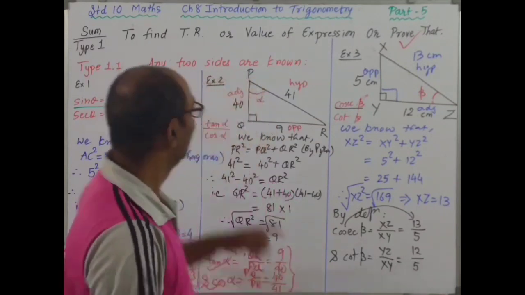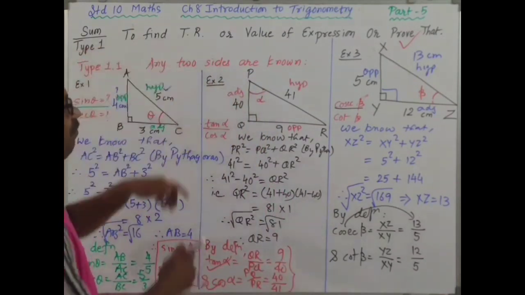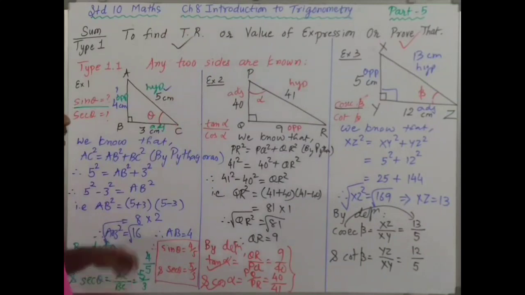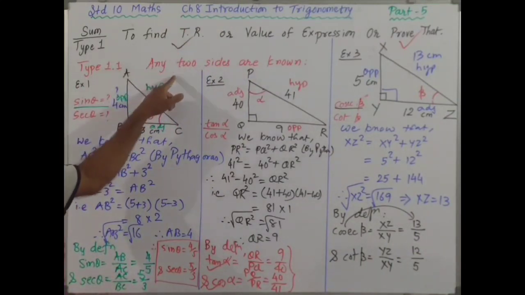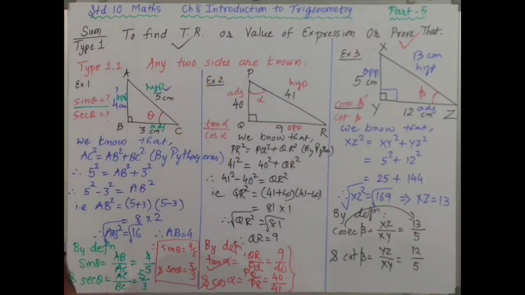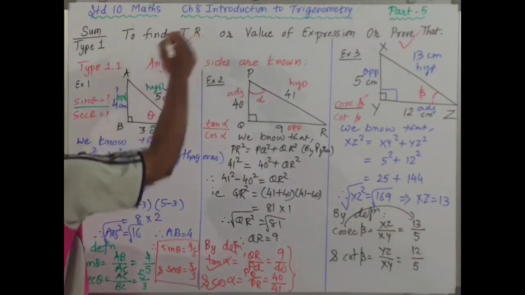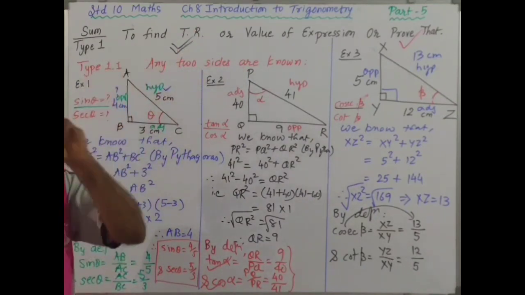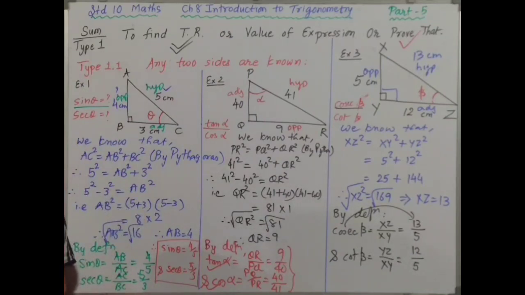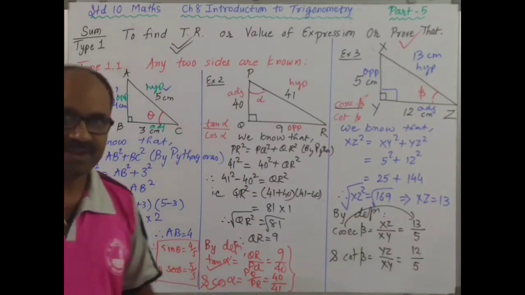Sure. So this is type 1 where we found trigonometric ratios. In 1.1 we found trigonometric ratios when you are given two sides of a right angle triangle. Now we will find trigonometric ratios in type 1.2, where one of the trigonometric ratios is given. Sides are not given. One of the trigonometric ratios is given. So let's see that. Okay.